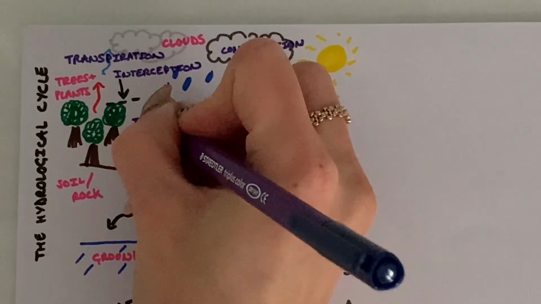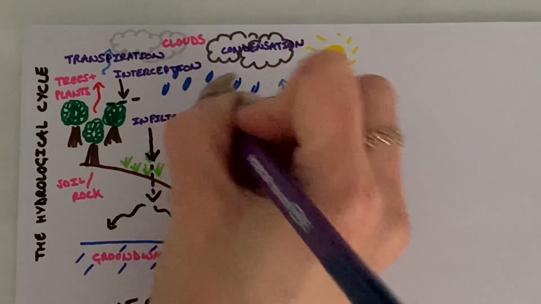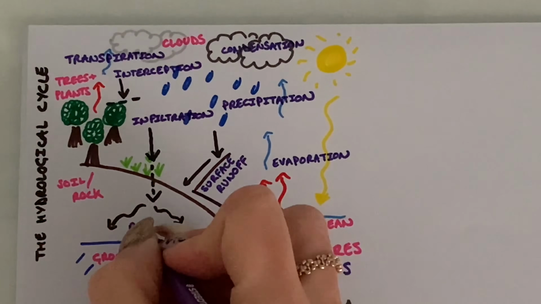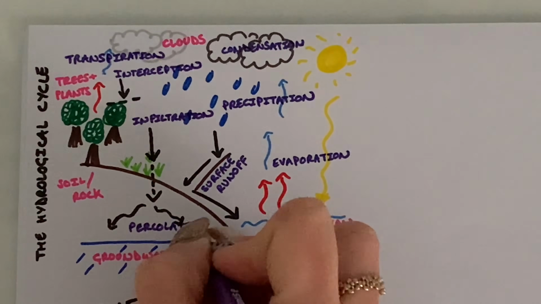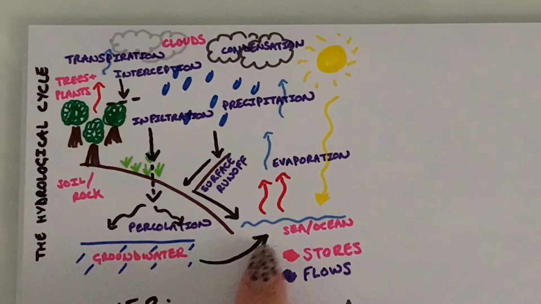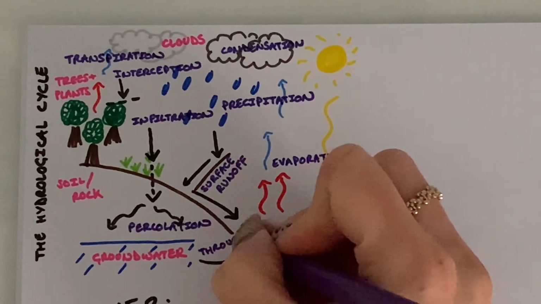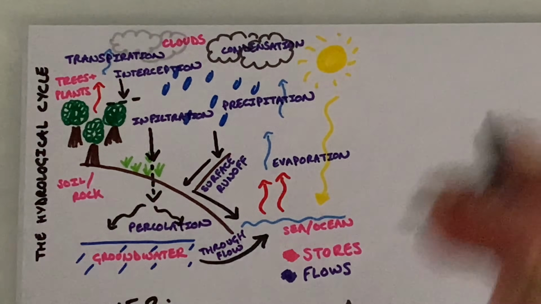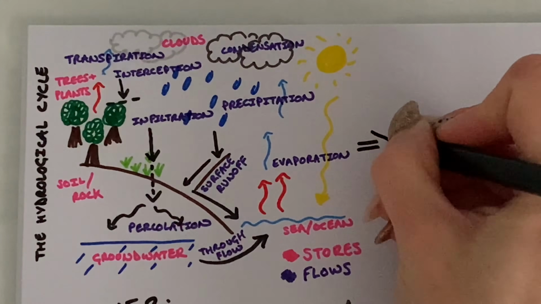We've got infiltration, where the water is absorbed into the ground surface because it's permeable. We've got percolation as it moves through all that sand and sediment and soil deep below the ground surface. And then we've got the process of through flow as well. Now, that concludes our diagram for the hydrological cycle.